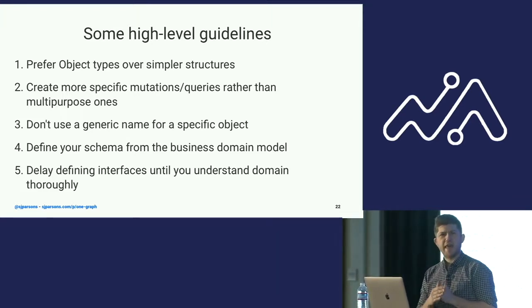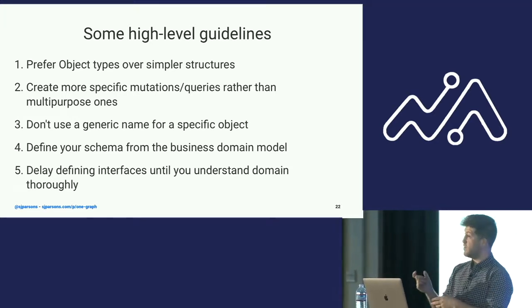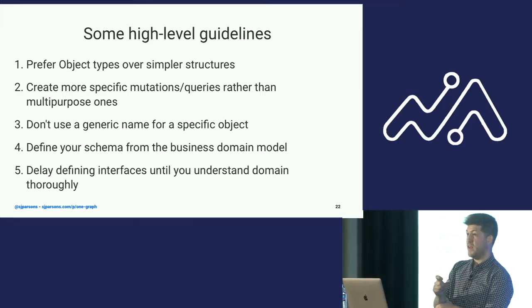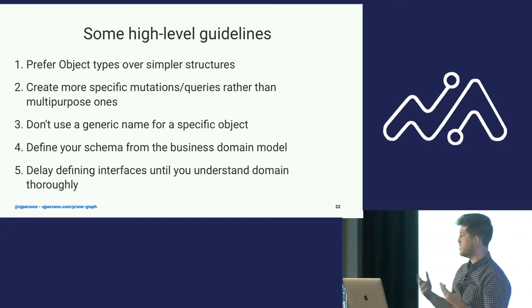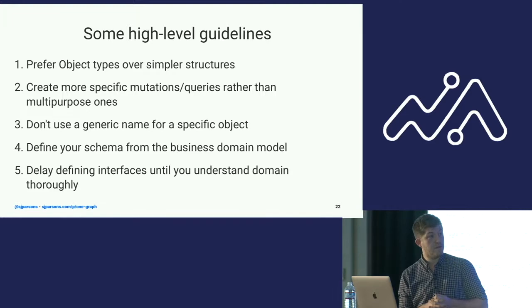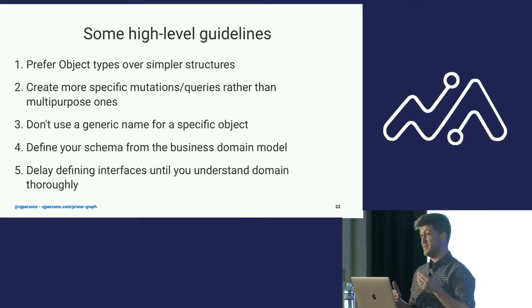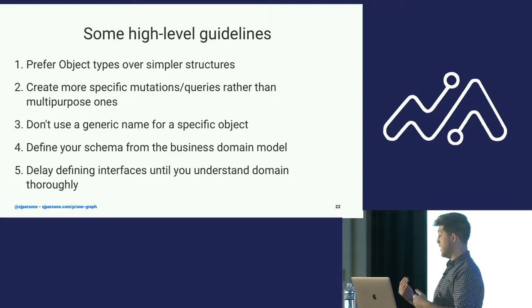And then there's another counterintuitive principle, and that's sometimes it's better to create a higher quantity of specific mutations or queries rather than one or several multi-purpose ones. By breaking that apart, you can make it easier to evolve things. You can add new things without breaking existing use cases. And congruent with that is also to not be afraid to name things really specifically in your types. That's okay. In fact, it's encouraged. The more specific you are, the better.